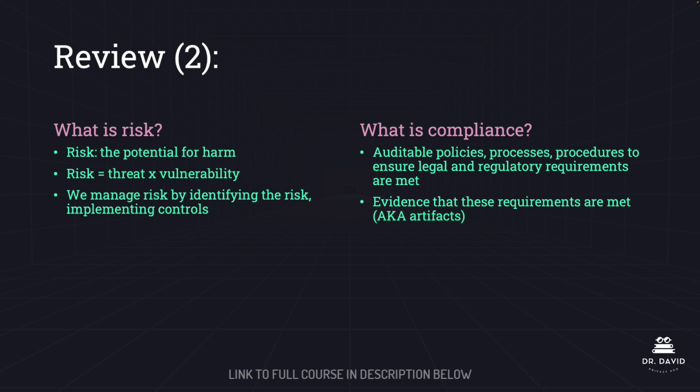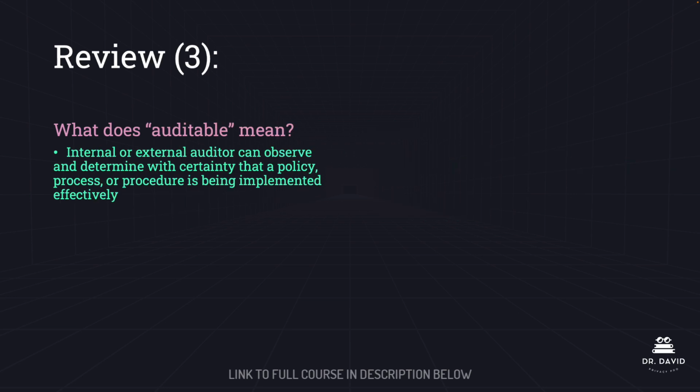And as we'll discuss at the beginning of Domain 3, we manage risk by first identifying the risk and then implementing controls. An organization is compliant when it has auditable policies, processes, and procedures that ensure that the legal and regulatory requirements of the organization are being met. And again, we would demonstrate compliance by providing an auditor or regulator with evidence. And this evidence is often also referred to as an artifact. And finally, when it comes to having an auditable policy, process, or procedure, this means that an internal or external auditor can observe that this policy, process, or procedure is being implemented effectively.